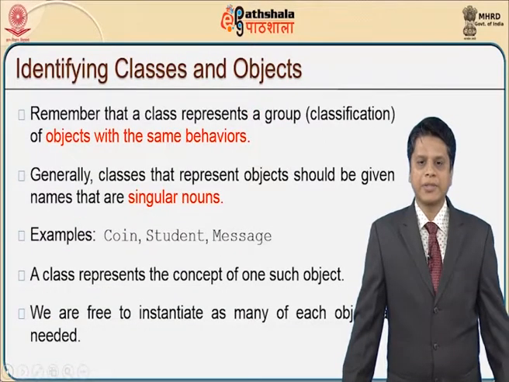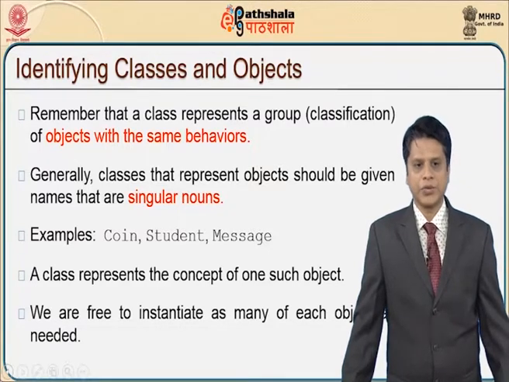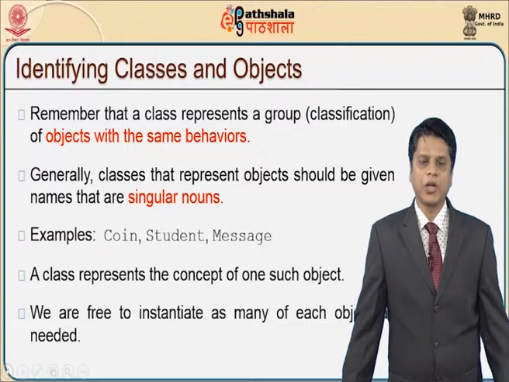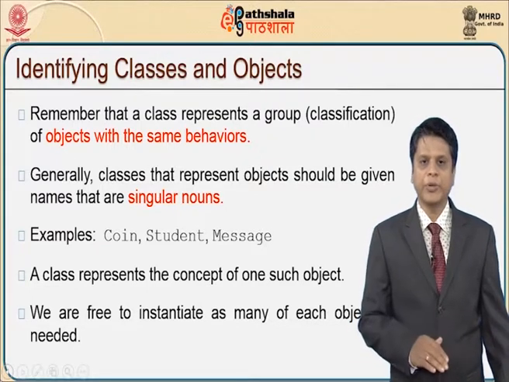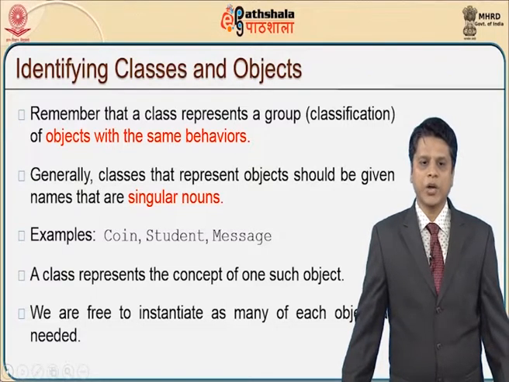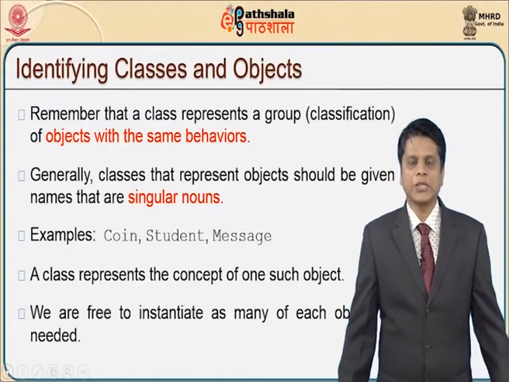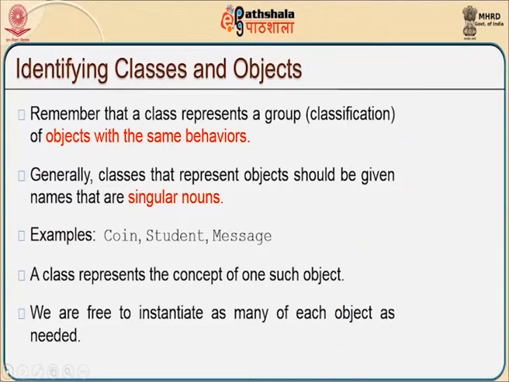Remember that a class represents a group or a classification of objects with the same behavior. Generally, classes that represent objects should be given names that are singular nouns. For example, we can give names like coin, student, message. Let us not establish the relationship between a coin and a student and a message. So individually defining singular nouns, we put them as objects. So a class represents the concept of one such object. We are free to instantiate as many of each object as needed.